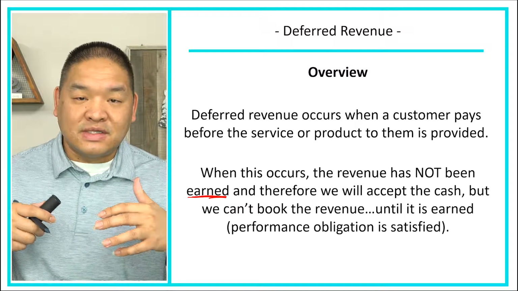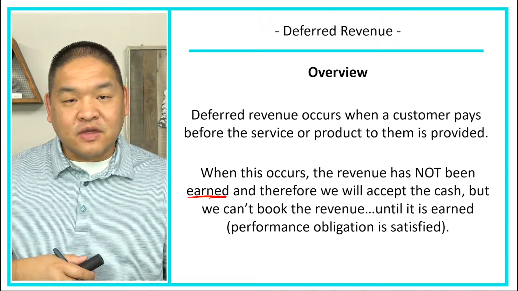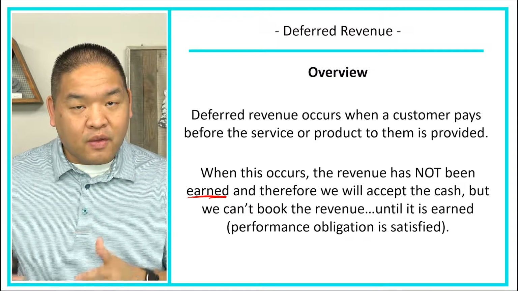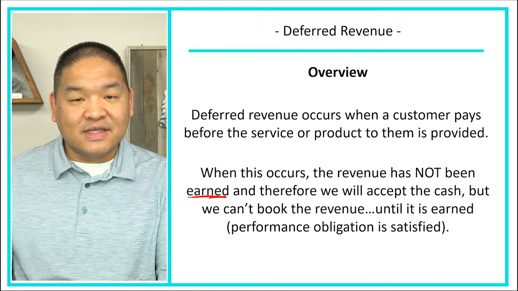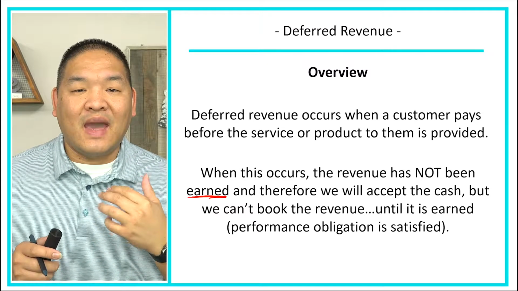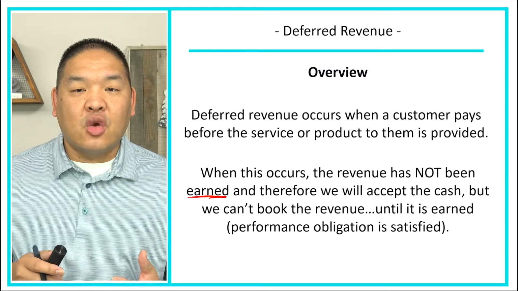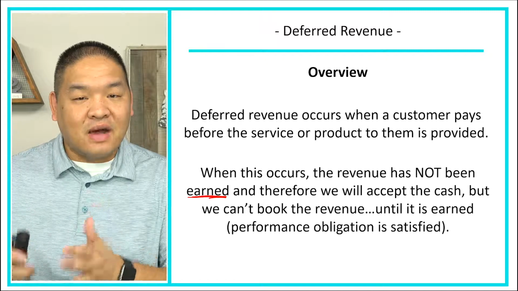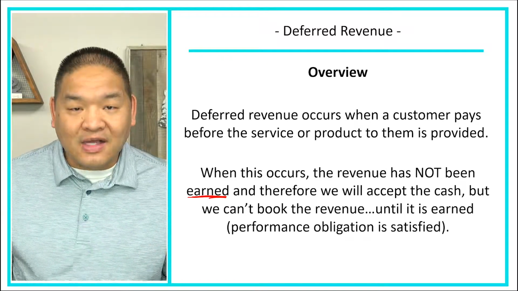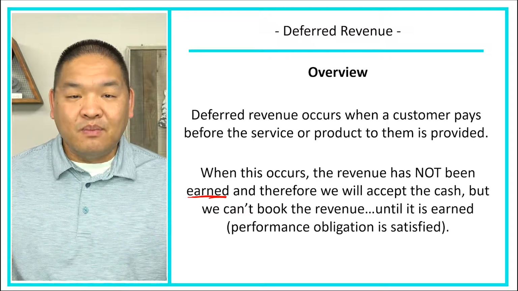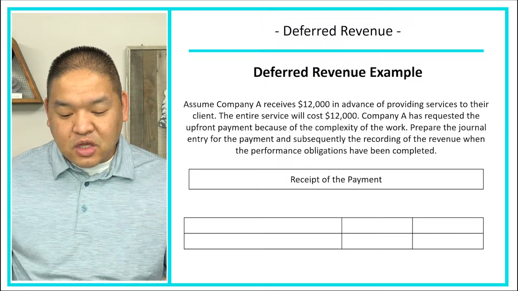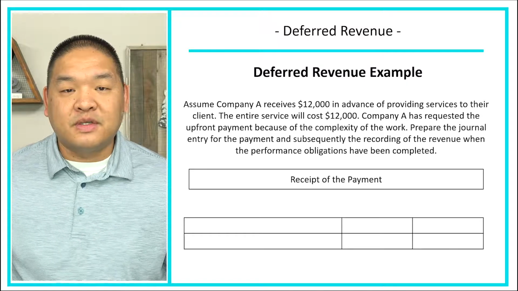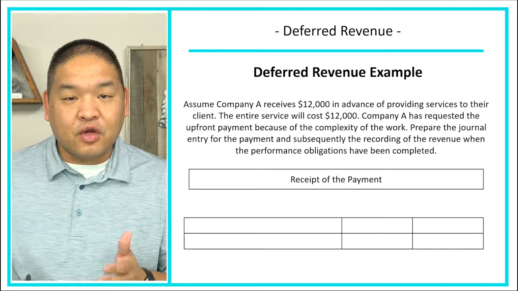So remember, the definition of earning a revenue is that when we perform the performance obligation, then we can book the revenue. And so in this case, we're receiving the cash, but we can't book the revenue unless we have performed that performance obligation according to the contract, whatever that contract might be. So that's what we need to understand here. All right. So let's do an example to help us understand how would we book that deferred revenue.